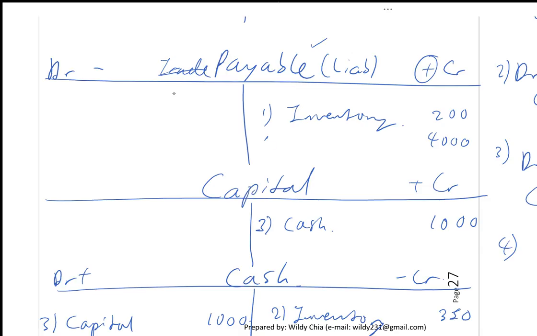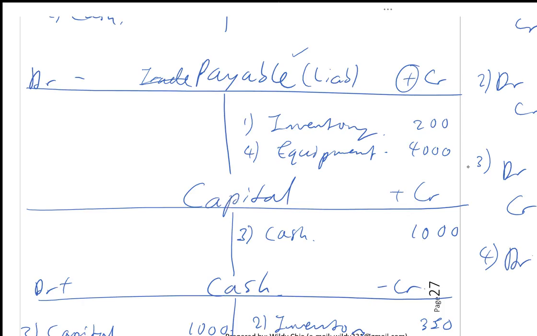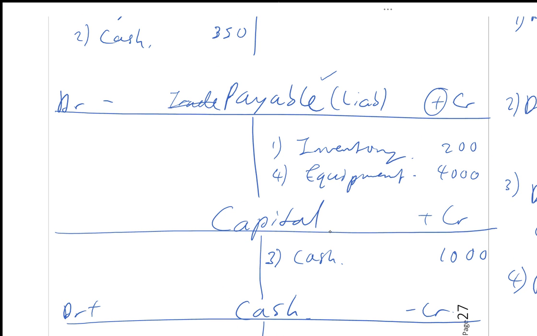So the entry here would be equipment, and the other side would be payable, right? So how would you write the entry? Debit equipment, and then credit payable. Okay, so far so good. Quite easy actually, not too difficult yet. Okay, next one.